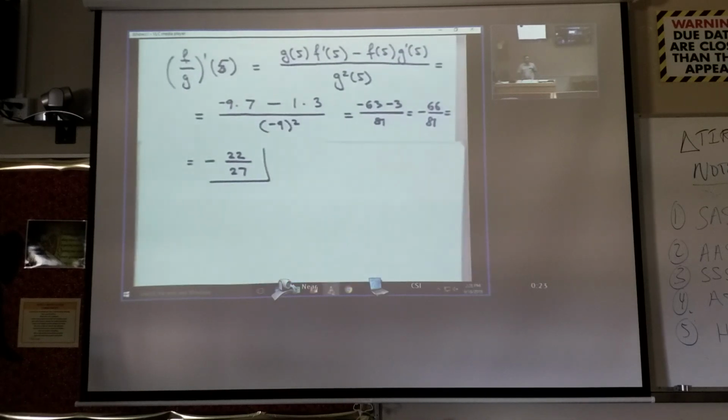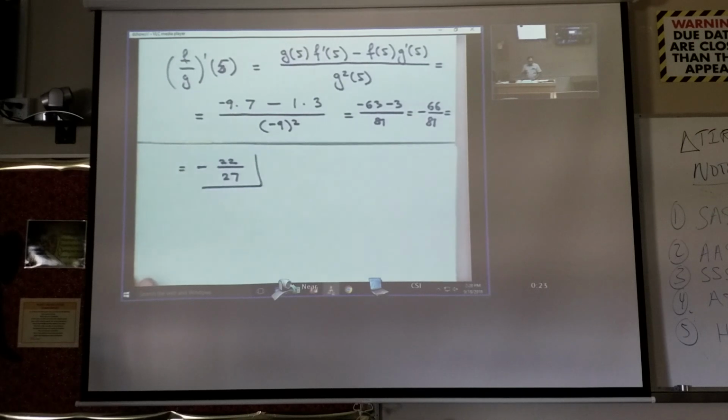So that's the idea. Many similar problems you will see when we have the values, no specific functions, and you just have to use the rule and then substitute. So that's what we have for this one.